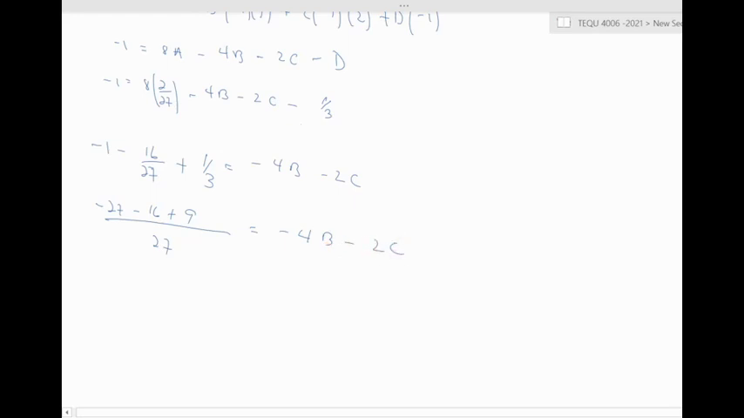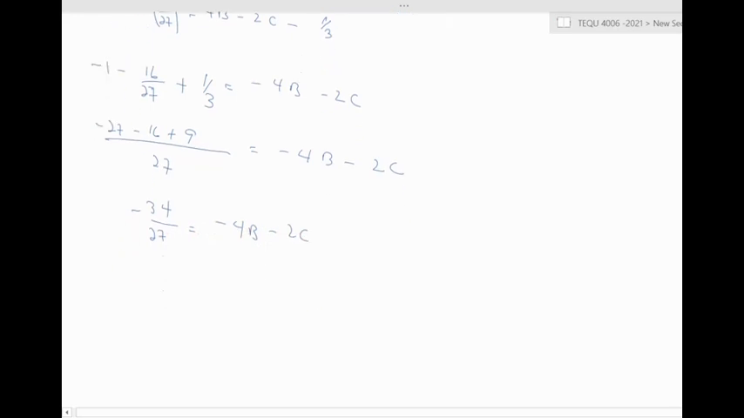So that would be minus 27 minus 16 plus 9. That's negative 34 over 27 equal to minus 4b minus 2c. If I multiply both sides by minus 1, I end up with 34 over 27 equal to 4b plus 2c.